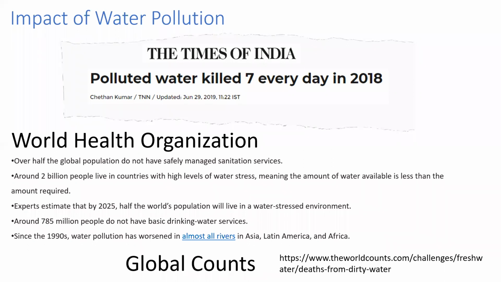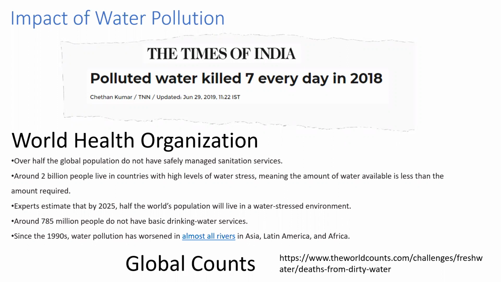WHO is keeping an eye on the entire globe, on how drinking water is affecting our life, what the state of drinking water is, and with respect to the population, what the availability is. You can see over half of the world population does not have safely managed sanitation services. Drinking water problems and sanitation services are connected to each other. They are saying around 2 billion people live in countries with a high level of water stress.